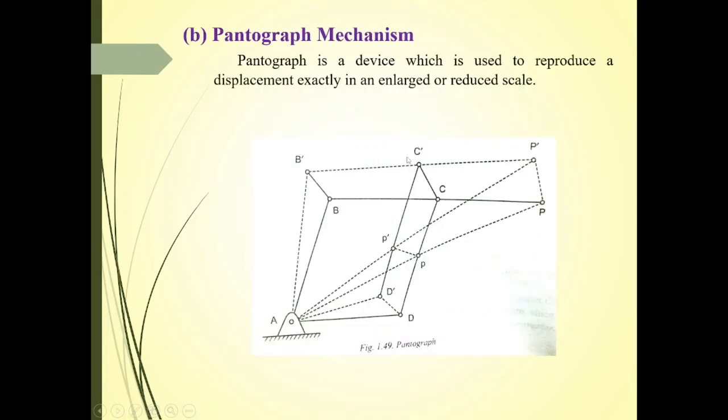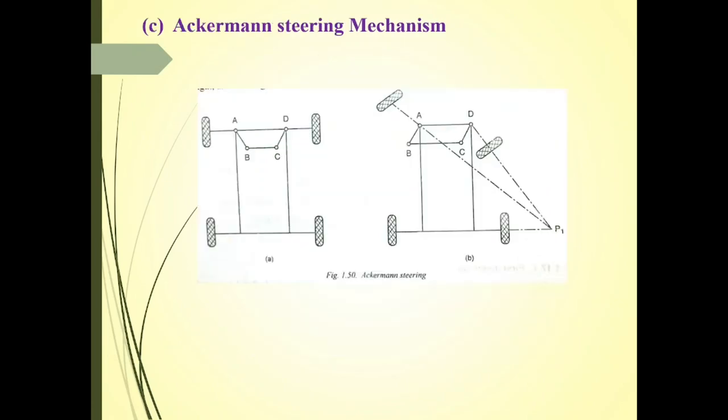Okay. Next, the pantograph. The pantograph is one of the same applications. A pantograph is a device used to reproduce a displacement exactly on an enlarged or reduced scale. For example, the pressing machine and the rack machine. We use this type of mechanism for reproducing exactly.